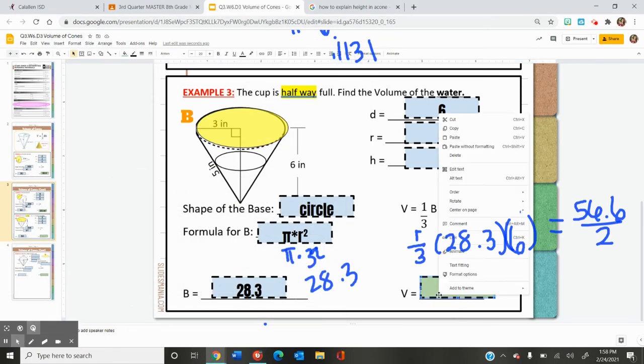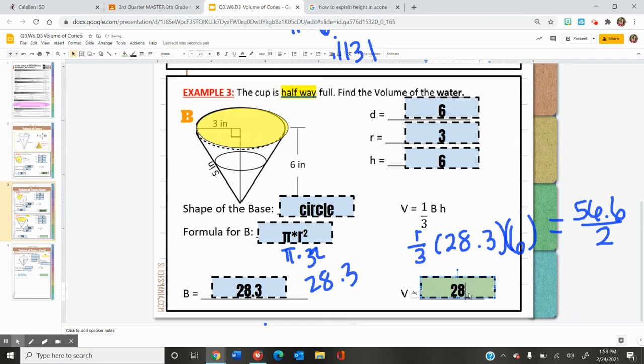So the volume is 28.3, and this is going to be inches cubed. So Alt 0179. Okay, so that was example 3. Let's go ahead and look at our last example.